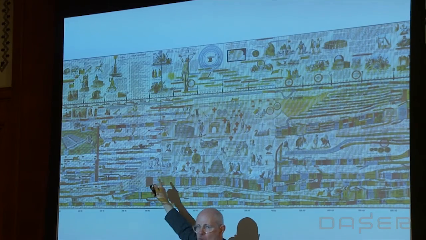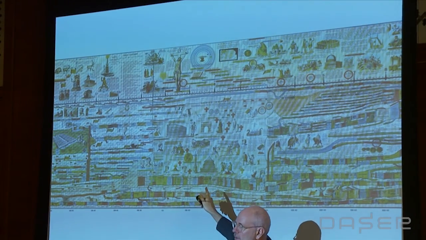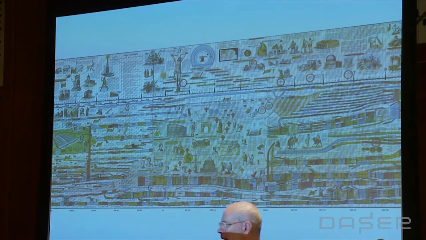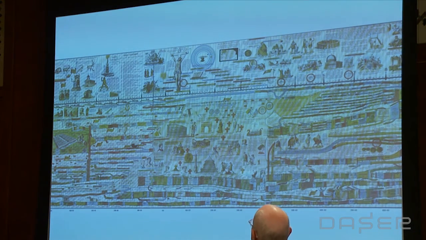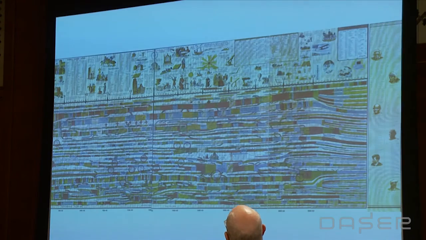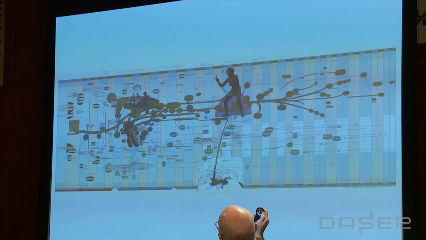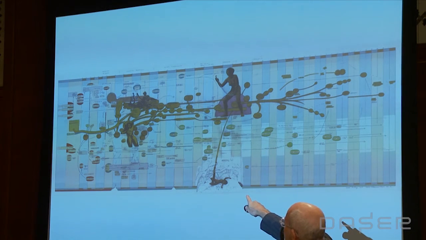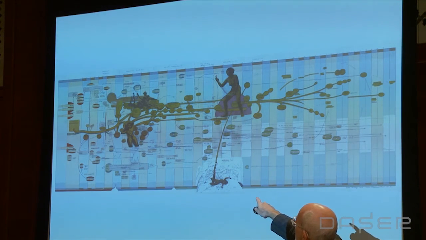The reason those lines are wiggly is because they're rivers, okay? And every culture, I got to move faster. Okay. Every culture is a river. There's another one. There's mine. Okay. This is a map of an artist's career.